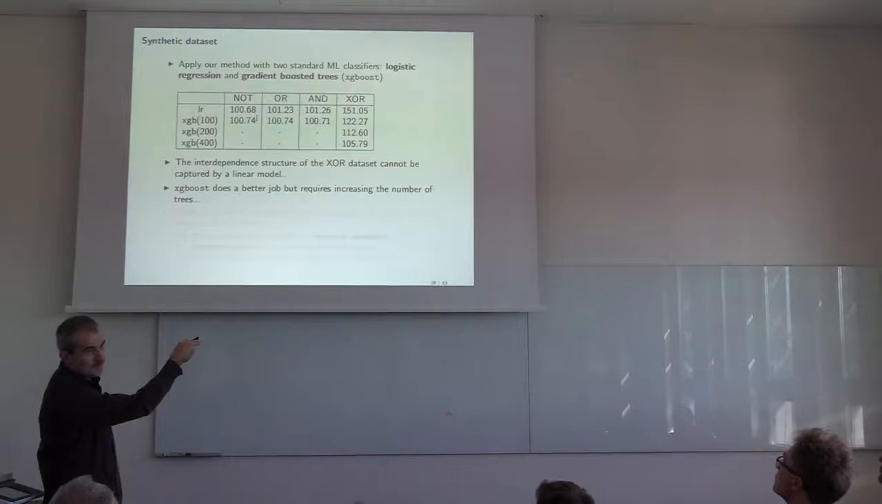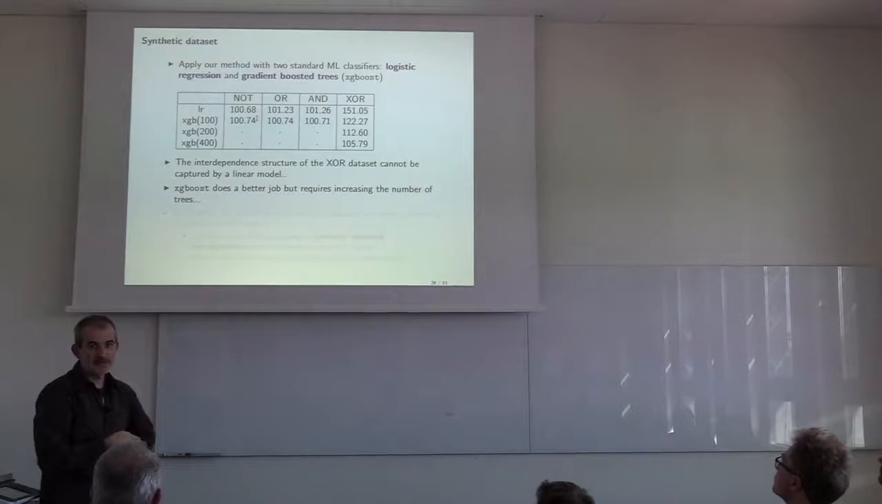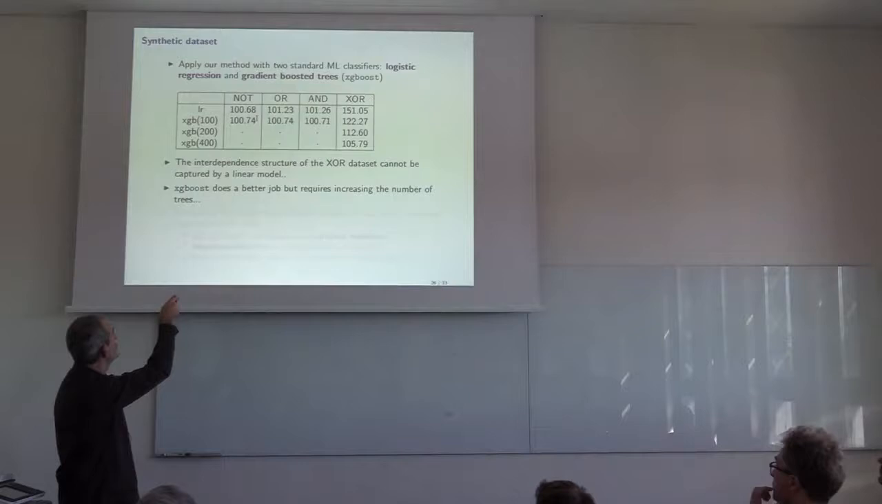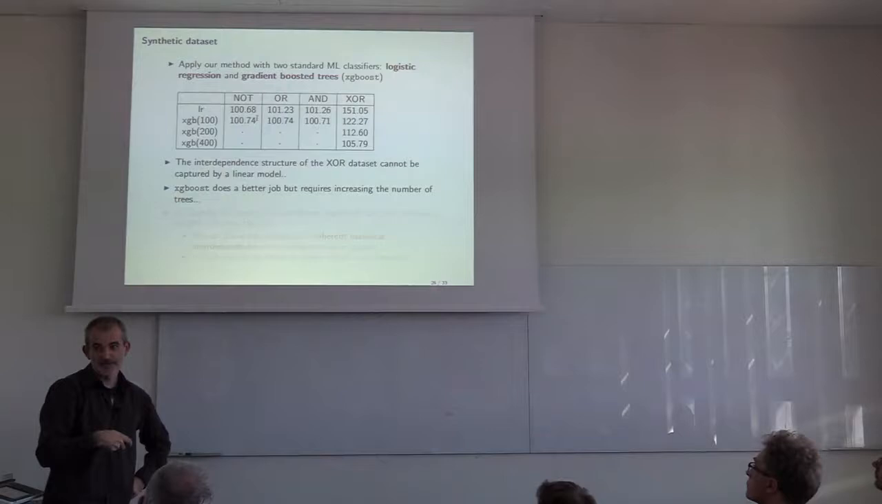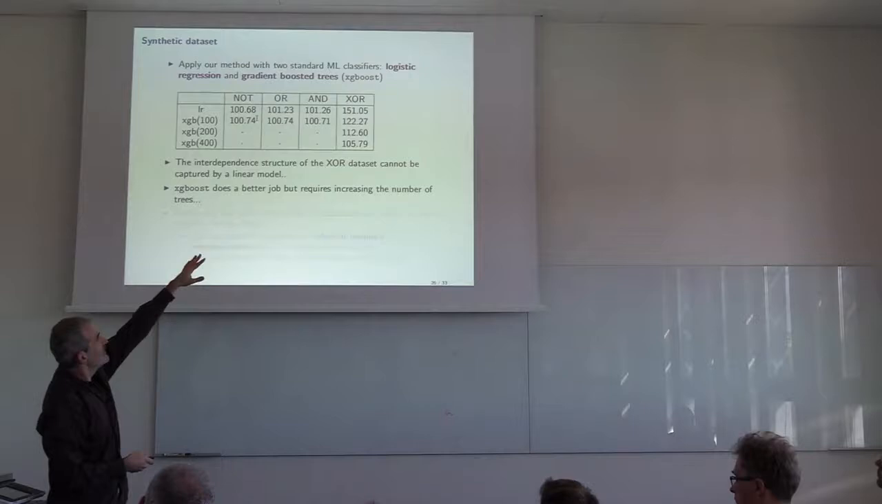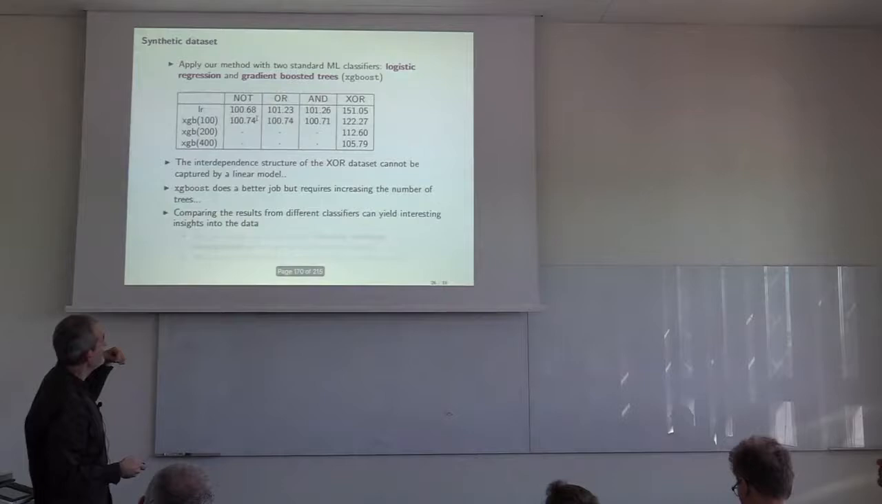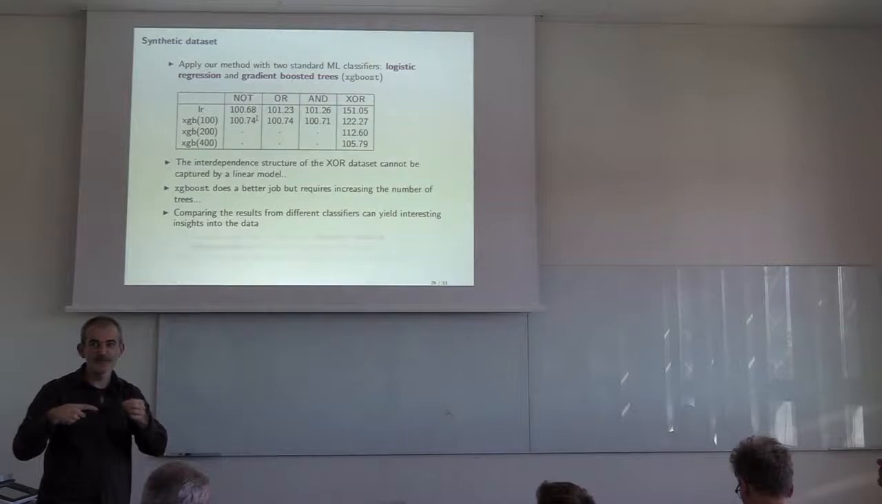But if we increase the number of trees from 100 to 200 and 400, we get better and better description of the data. So we approach the exact answer. If I would put here 800 or 1000, it would be very close to the exact answer. So first of all, this shows that sometimes nonlinearity is really important. But secondly, it also tells us that if we compare our estimates of entropy coming from different classifiers, we can get some interesting insight into the data.